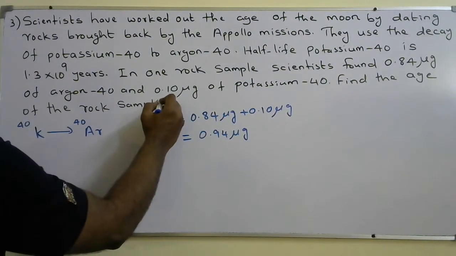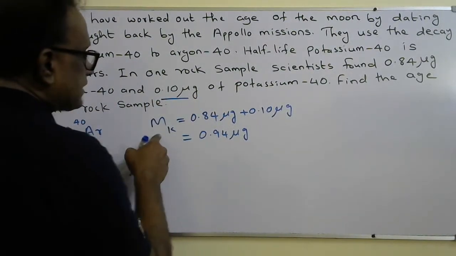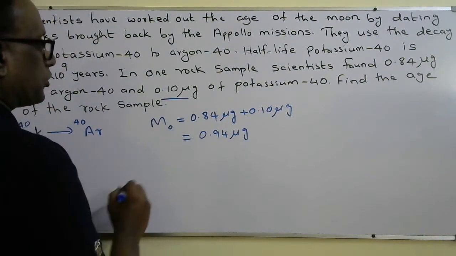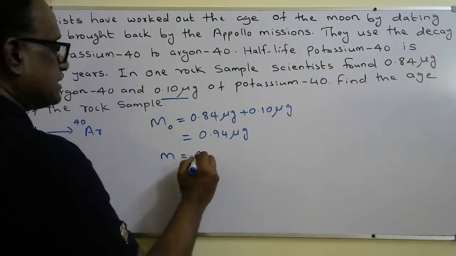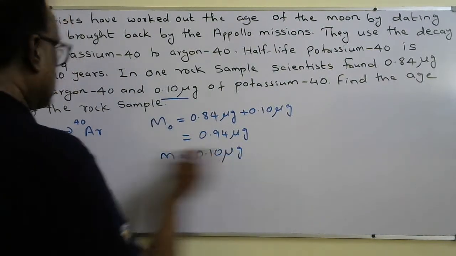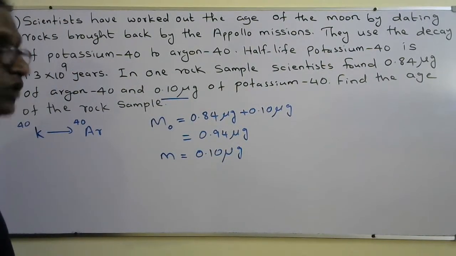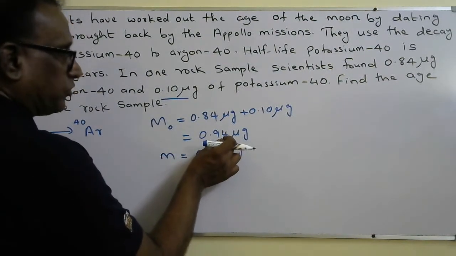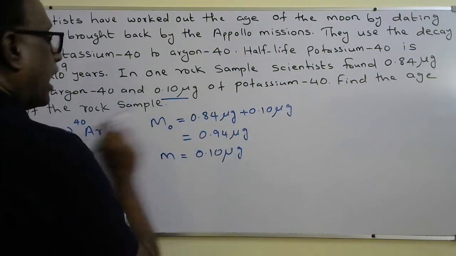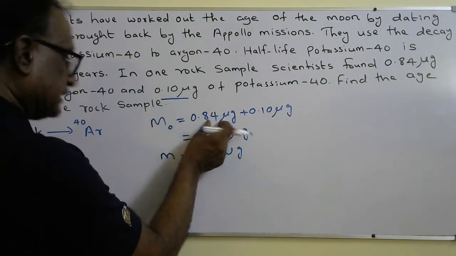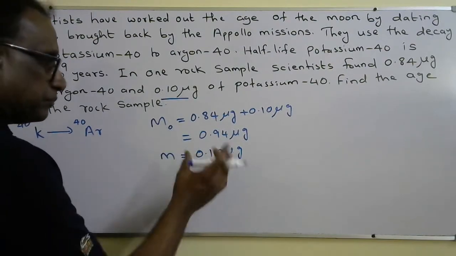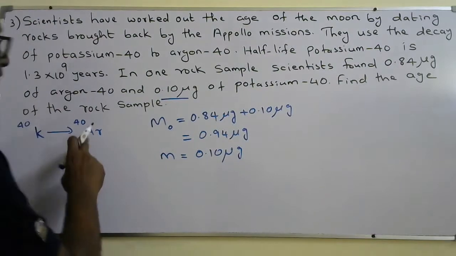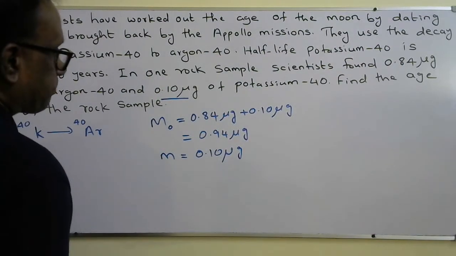Now it has dropped to 0.10. So this is the initial mass of potassium, we can see M naught for potassium. Now M is 0.10 microgram because potassium is decaying into argon. So that's the idea. Potassium initially consisted of 0.94 microgram. Whatever argon we've measured here is created from the potassium. So the initial mass of potassium was 0.94, and now it is 0.10 microgram.